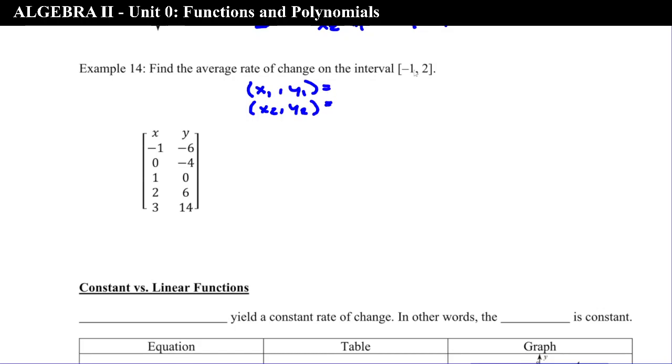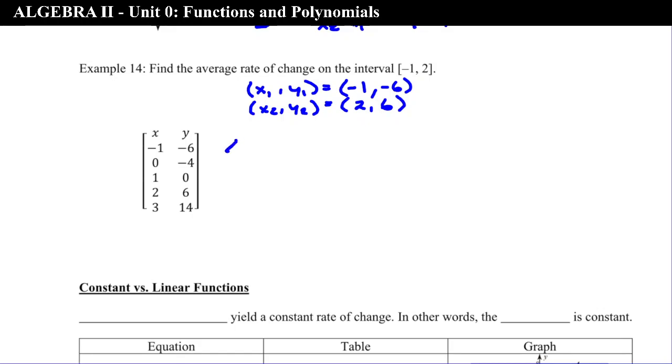Well, our x's again are given to us in the interval. So let's make x1 -1 and x2 2. Here's our table of values. With -1, we just find the y value that goes with it, so it's -6. And for 2, the value that goes with that one is +6.